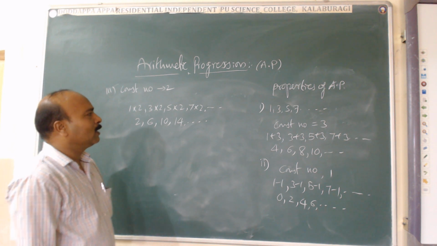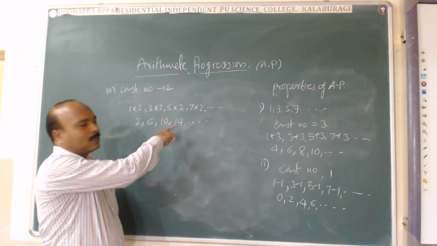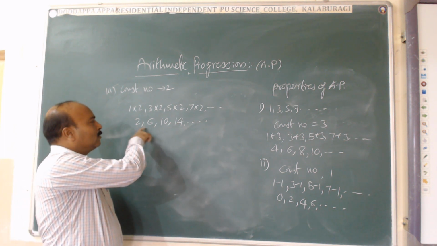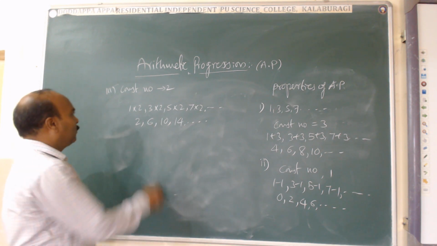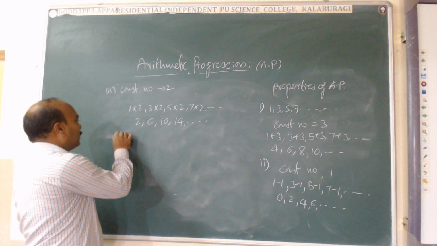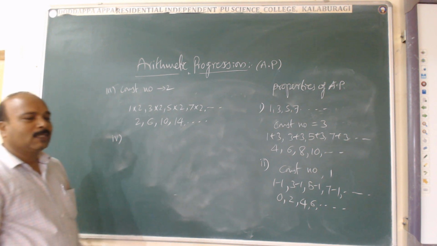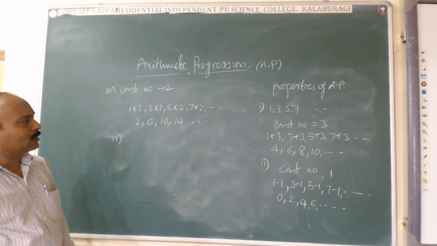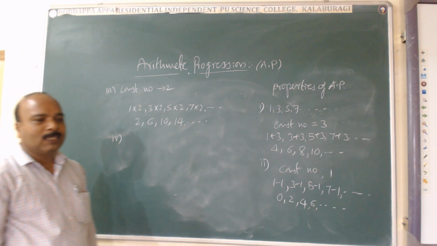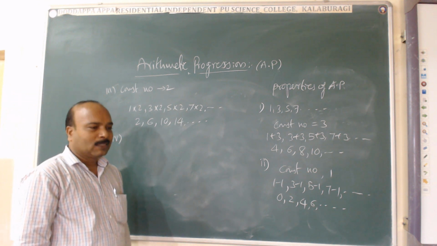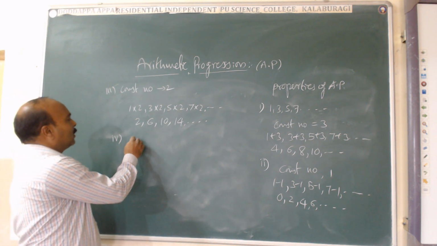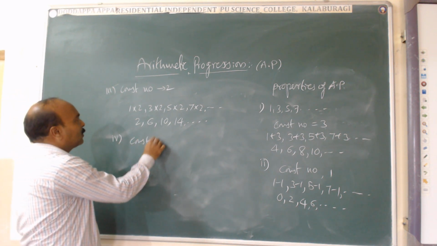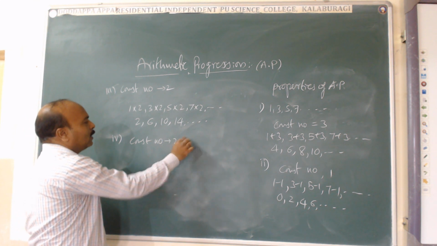Therefore it is nothing but an arithmetic progression only, in which the first term is 2 and the common difference is 4. And we go for the fourth rule of arithmetic progression. In this one, if we divide each term of an AP by any non-zero constant, then it remains an AP only. For example, I will take this constant number as 2 only.